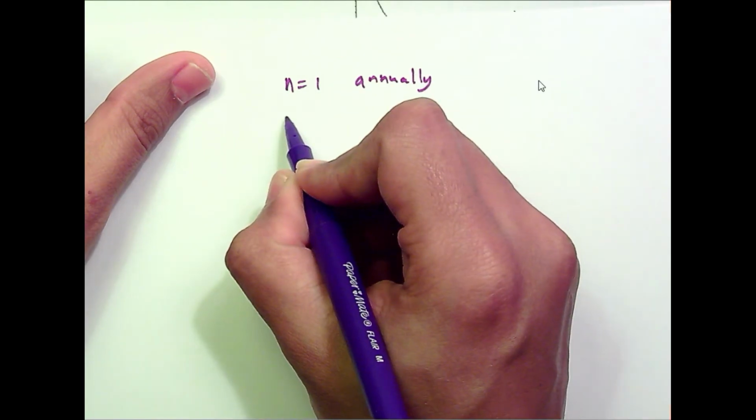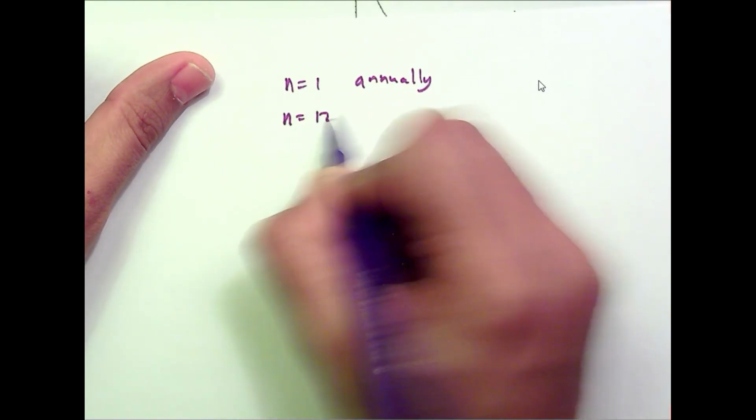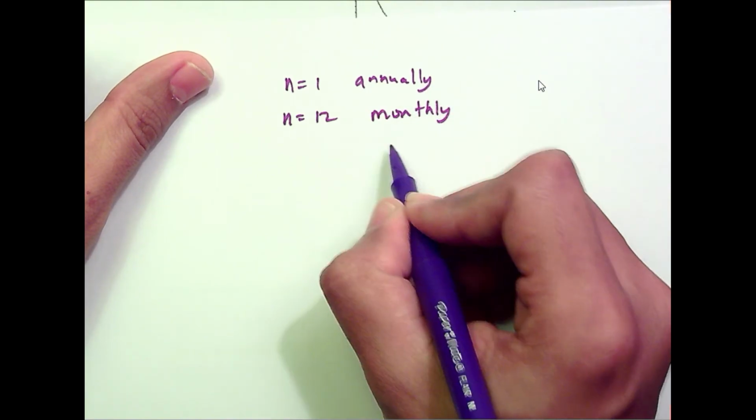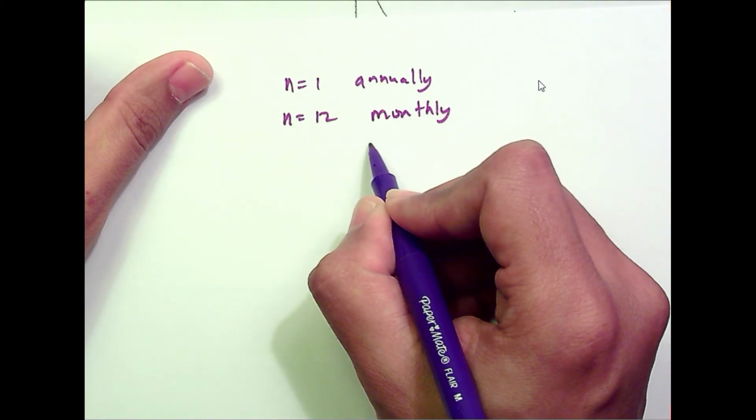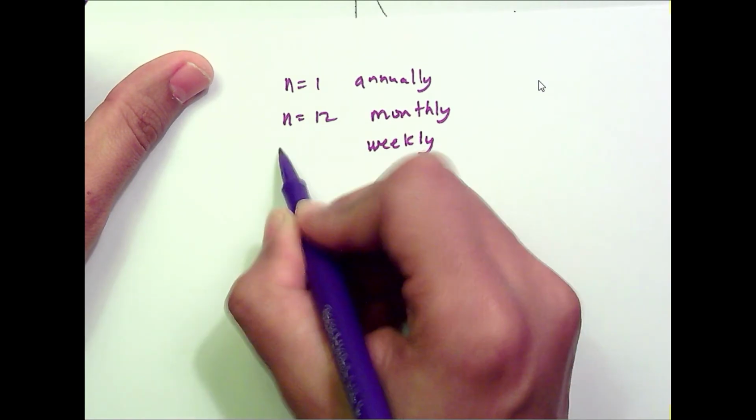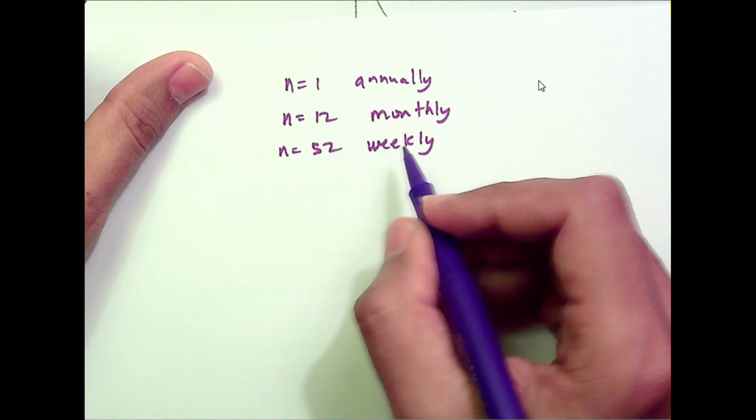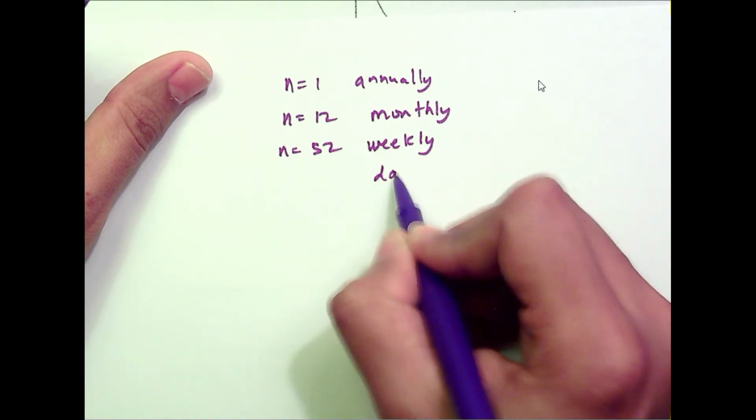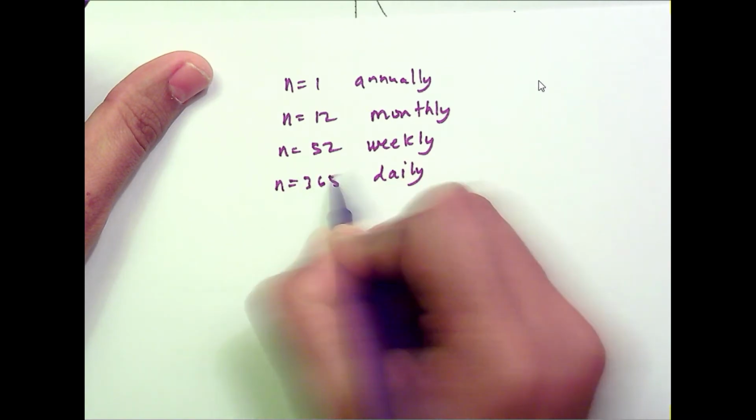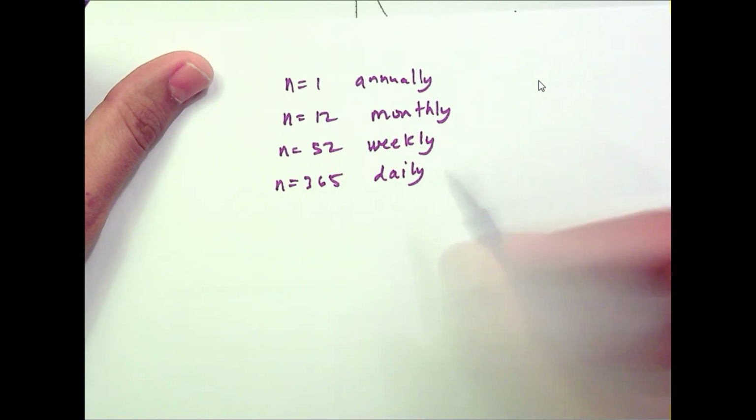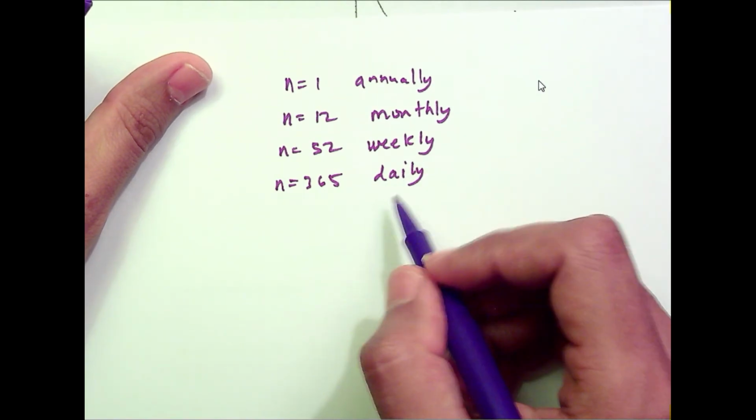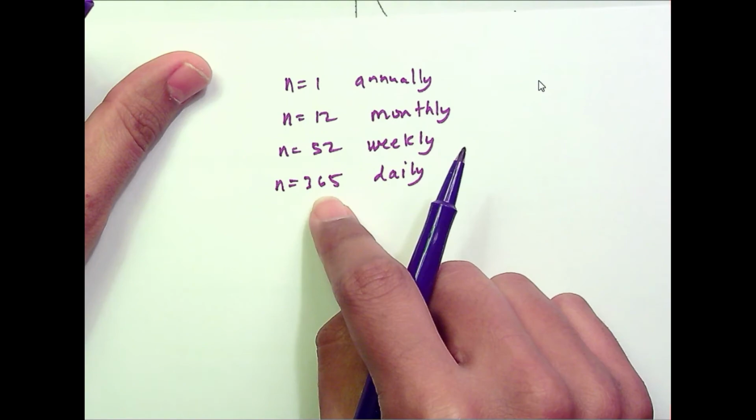When you do it monthly, that would mean n equals 12. When you compound the interest weekly, that means n equals 52. When you do it daily, that means n equals 365. But you could do it even more frequently. Then you could do this every 12 hours. Then that would be double that.